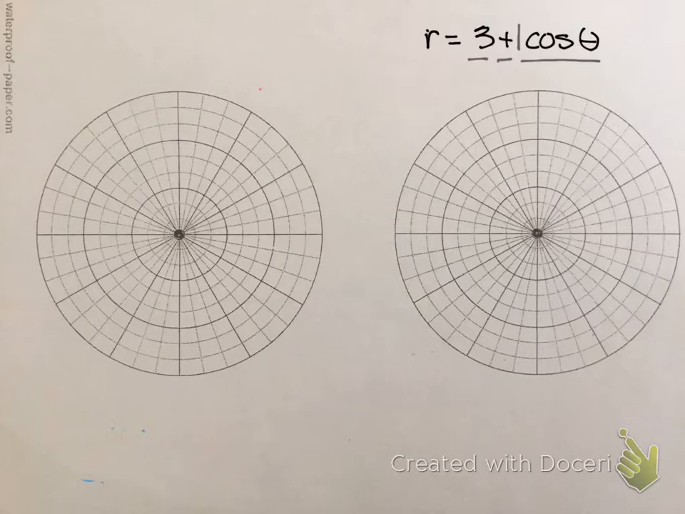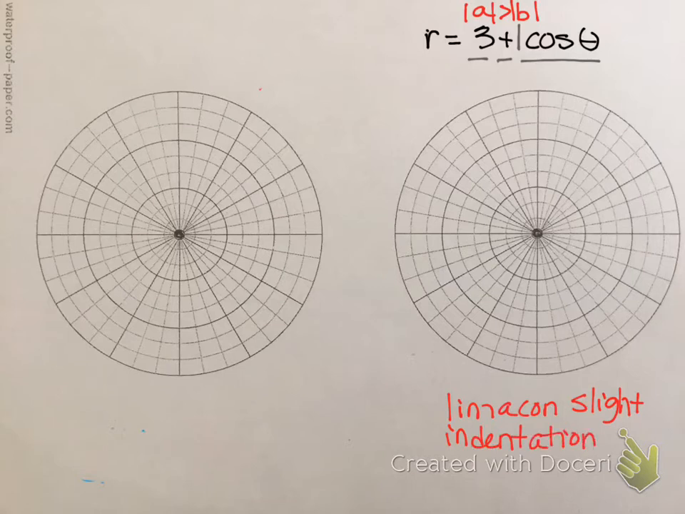Guys, when A's absolute value is bigger than B's absolute value, then you have a limaçon with a slight indentation. You may call it a limaçon with a slight indentation. You may call it a limaçon with a dimple. Doesn't matter to me what language you use. I just need to know that you know that it doesn't have an inner loop and it's not a cardioid.